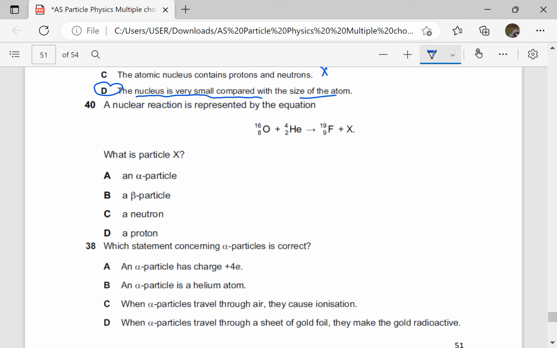A nuclear reaction is represented by that equation. What is particle X? Let's balance. This is 8 plus 2, which is 10. This is 9, so this should be 1 to make it 10. This is 16 plus 4, which is 20. So this should be 1 to make it 20. So X is going to be a proton, X 1 1, because this should be 1 to balance the nucleon number and 1 to balance the proton number. X is most likely going to be a proton.